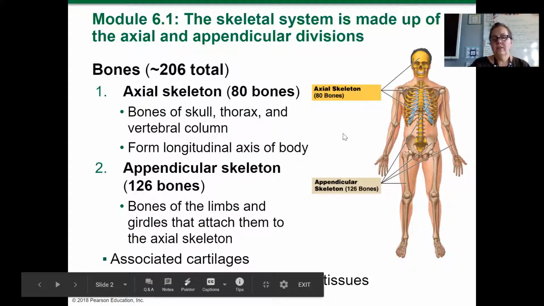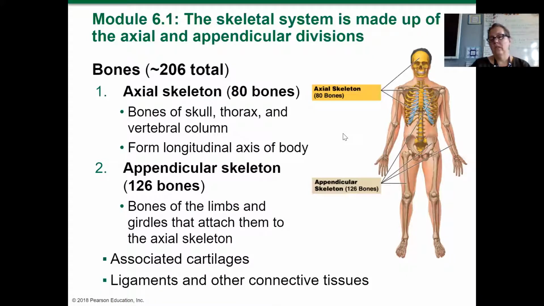The skeletal system also includes the associated cartilages, especially when we talk about bone growth and the joints. We'll talk about cartilage, and it also includes other connective tissues and ligaments. Bone is, of course, a connective tissue, a strong connective tissue.